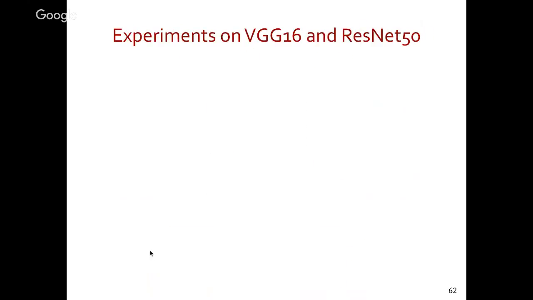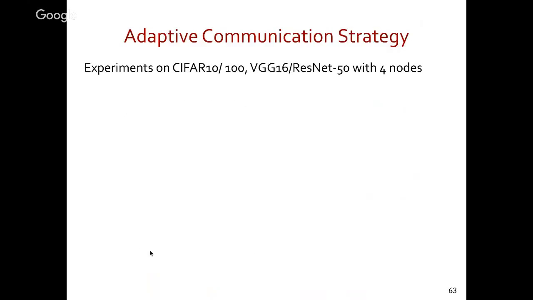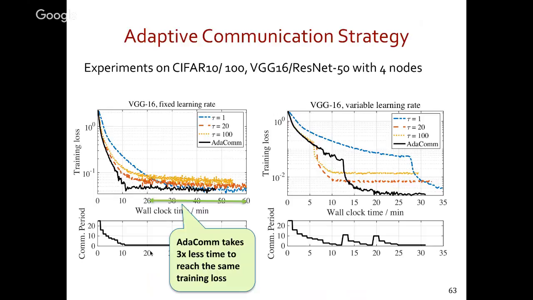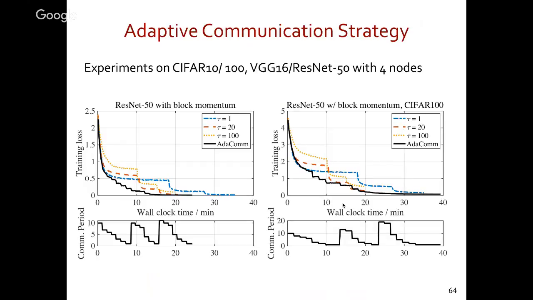And we tried experiments on this update rule in practice. So this adaptive communication strategy for ResNet and VGGNet, and it actually works really well in practice. So these are some experimental results for VGGNet. And what you can see over here is that this black color line, which represents this adaptive communication strategy, achieves the same error in 3x less time as compared to some fixed value of tau. And similarly, even if you have variable learning rate, we get similar large gains in terms of the runtime required to reach the same error floor.